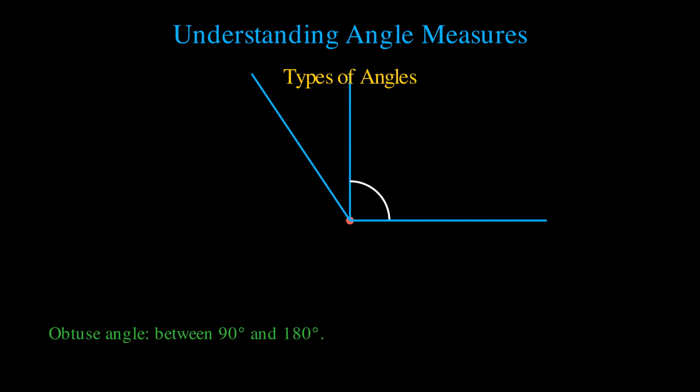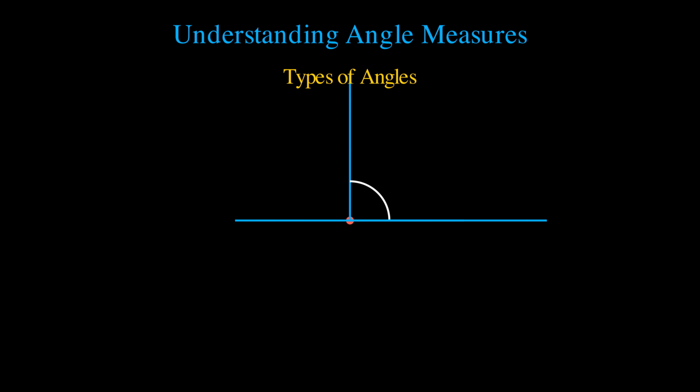An obtuse angle is larger than 90 degrees but smaller than 180 degrees. It looks wide but not completely straight. A straight angle measures exactly 180 degrees. It forms a straight line. So angles are classified based on how wide they open.